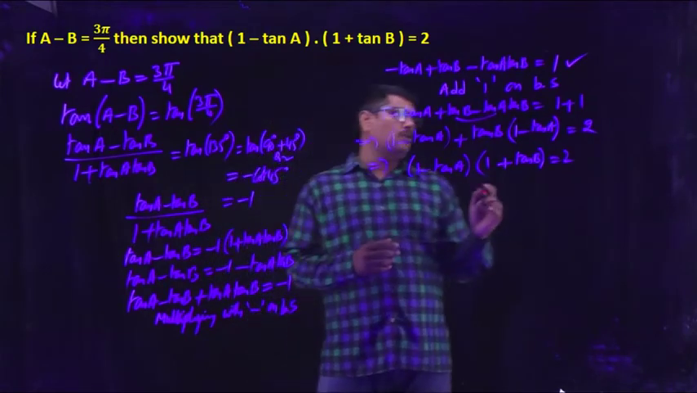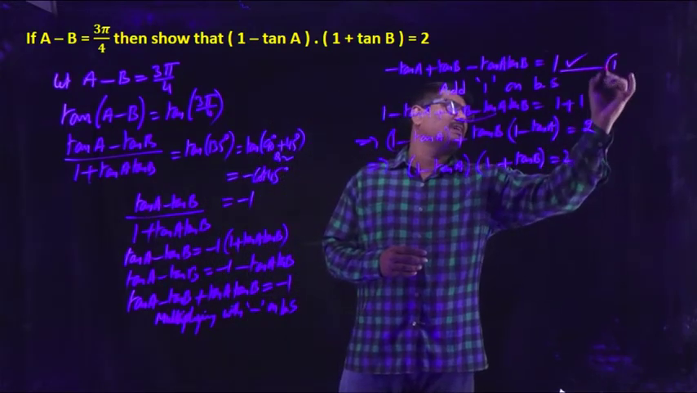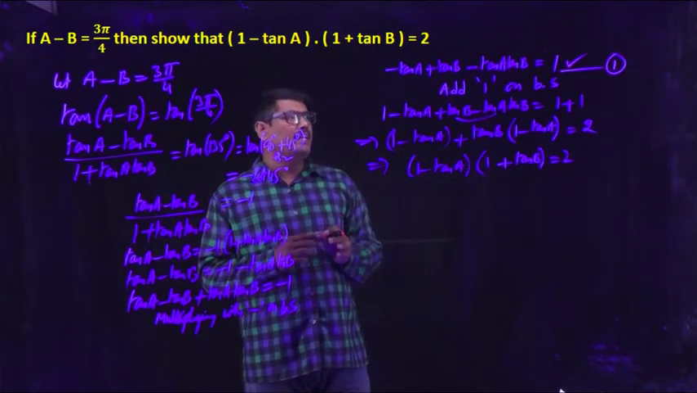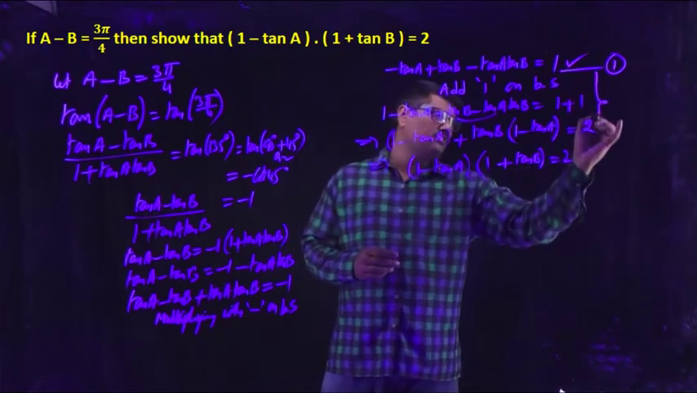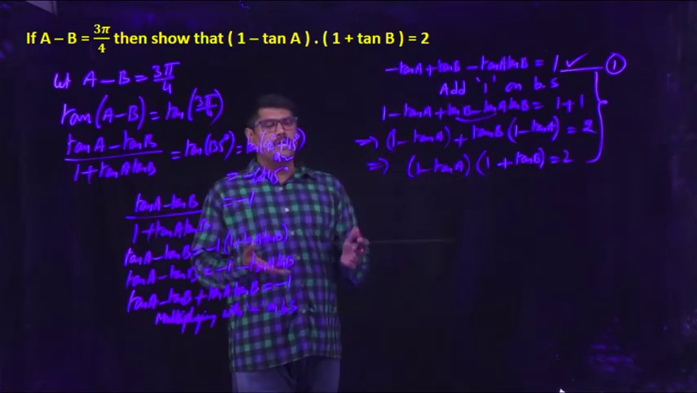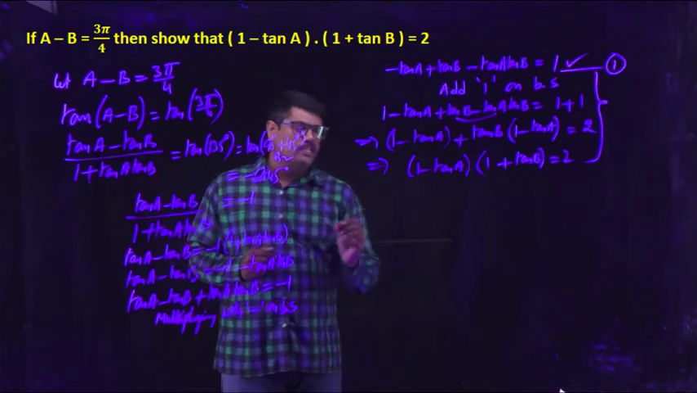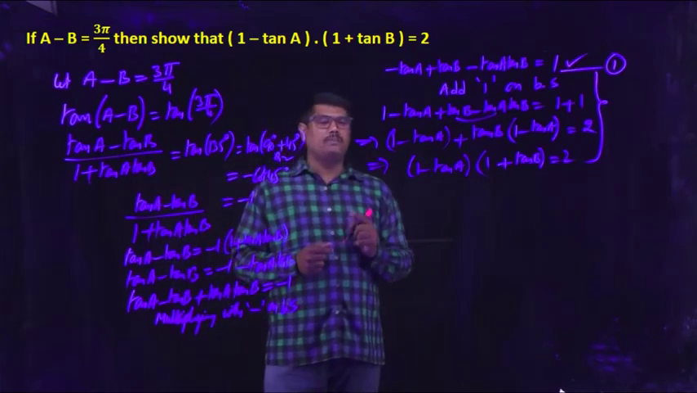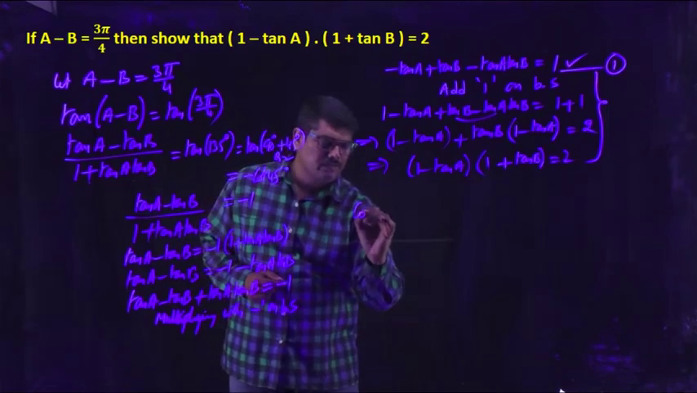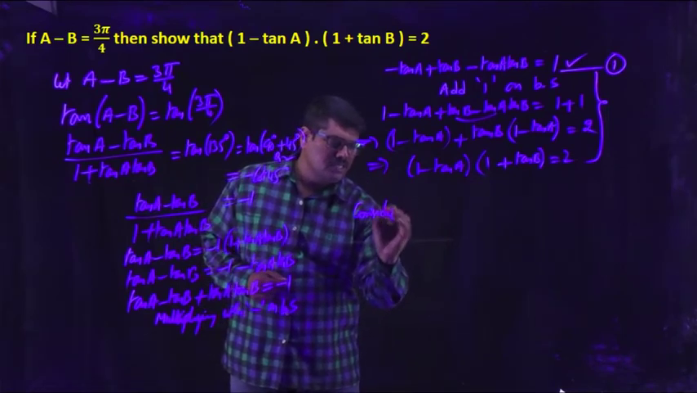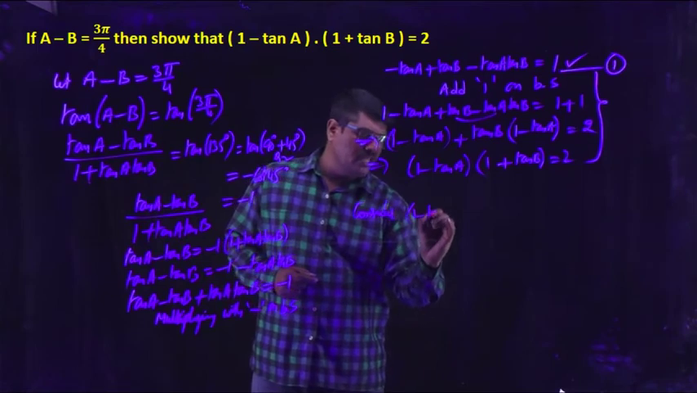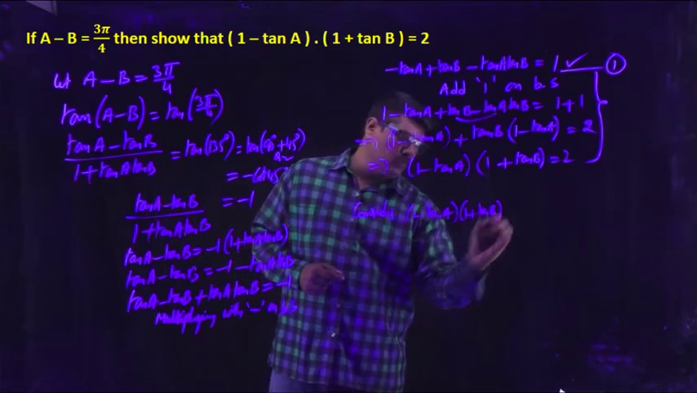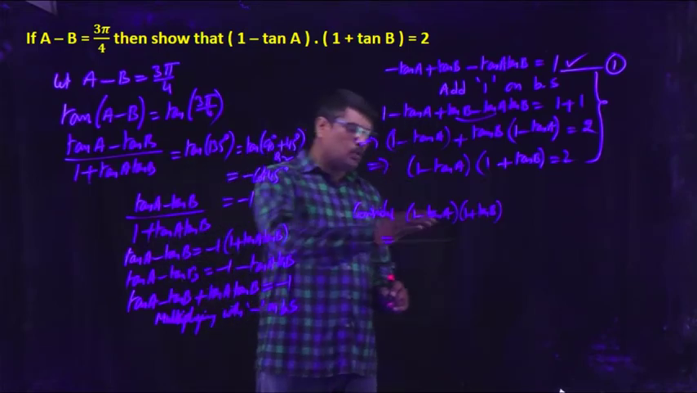Otherwise you can follow up to this, consider equation 1. If you are not getting an idea to add 1 on both sides from here, still we can prove the condition. Actually what is the condition? We need to prove 1 minus tan A into 1 plus tan B as 2. So consider 1 minus tan A into 1 plus tan B. Actually we need to prove its value as 2.